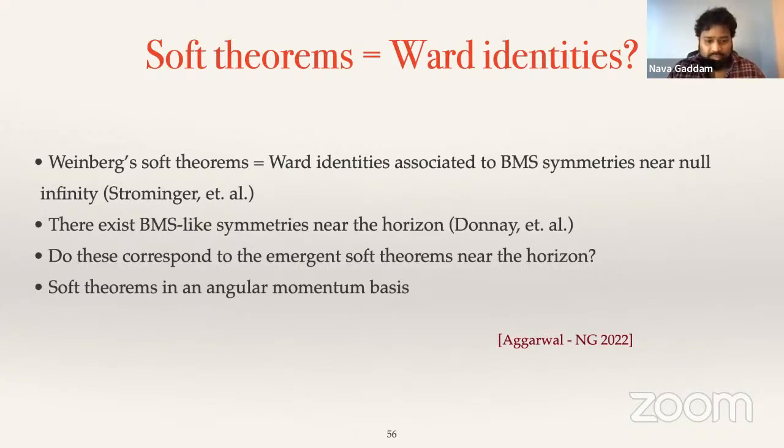And we also know from some work by Laura Donnay and collaborators and several others that there also exist BMS-like symmetries near the horizon. So you can ask whether the soft theorems that emerge from the soft limit that I just told you about correspond to Ward identities of these BMS-like symmetries near the horizon, whether there's any relation, and whether they're even identical.